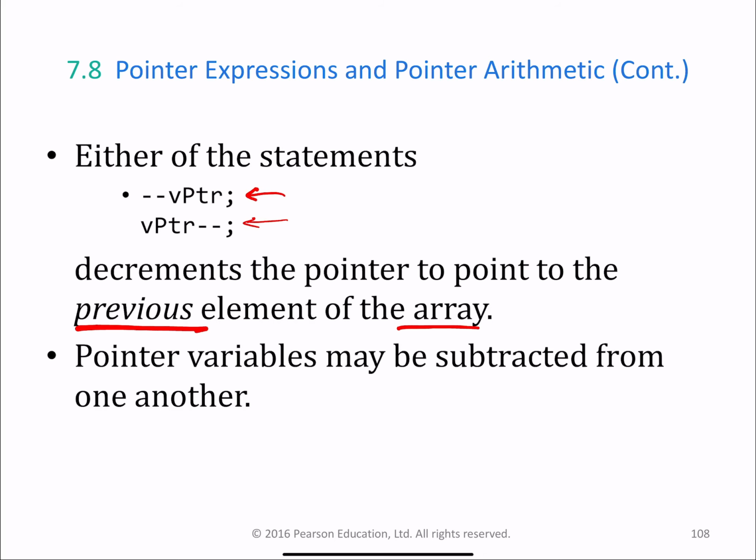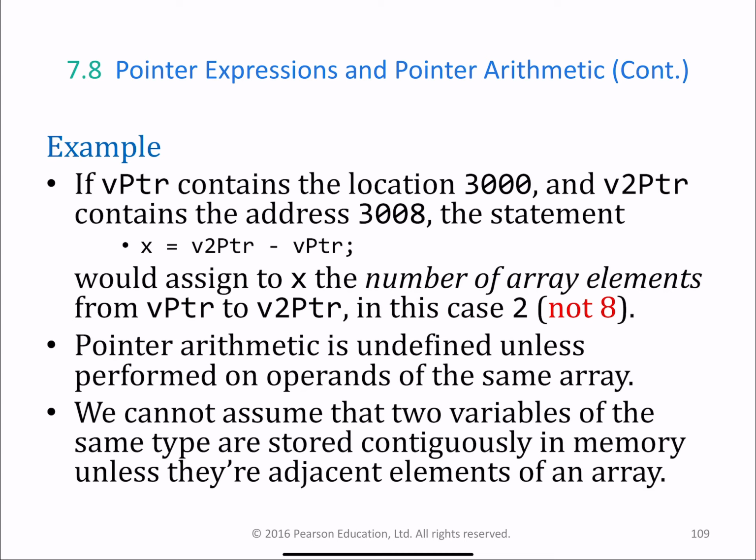Now you can also subtract pointer variables one from another. So let's say you have 2 pointers, v2 pointer and v pointer, both pointing to different places in the same array. Now you may want to subtract one from the other, and you'll get a result. Let's say v pointer has the value 3000, v2 pointer has the value 3008. If you subtract v pointer from v2 pointer, the result will not be 8. The result will be 2, representing the difference in index numbers between this location and this location, representing the number of array elements between these two locations, which is probably what you want anyway.